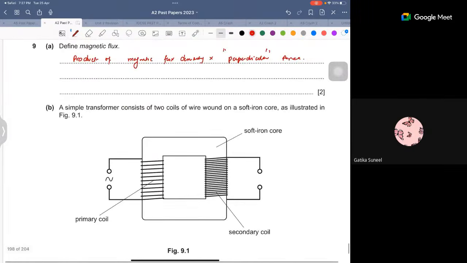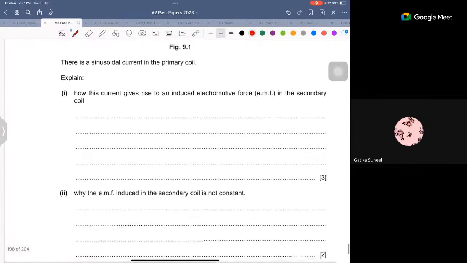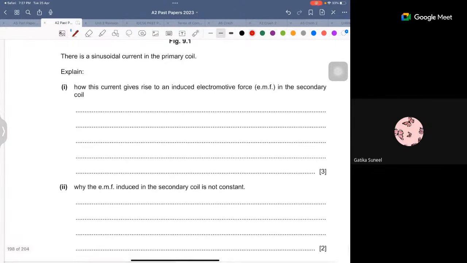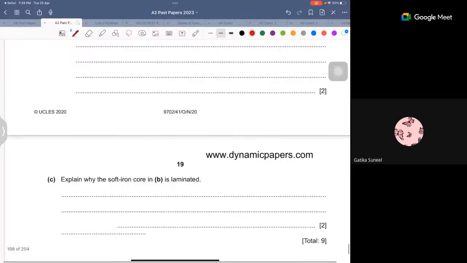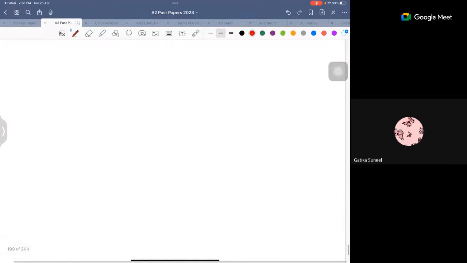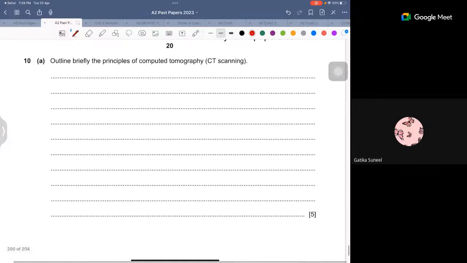Interestingly, the transformers are removed from the syllabus, so you don't have to worry about that. So, cool thing. Anyway, we're going to go to question 10. How many medical questions are they going to give us?